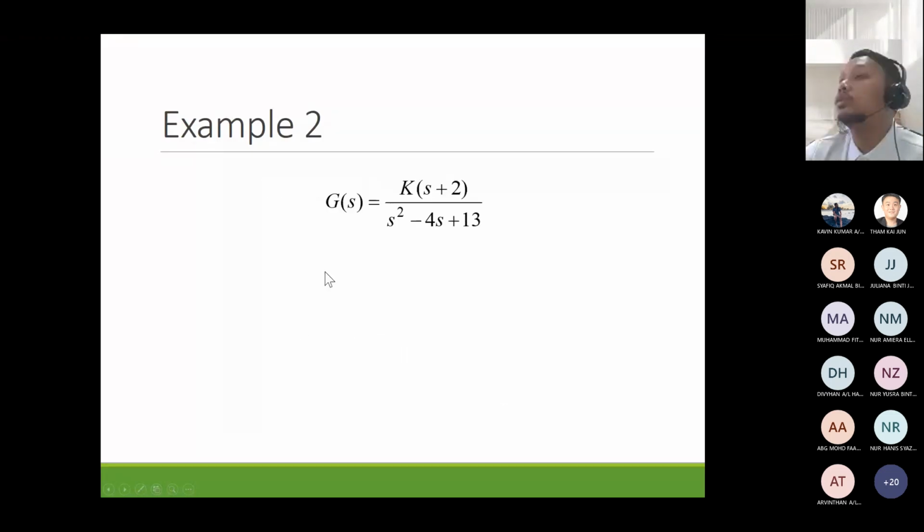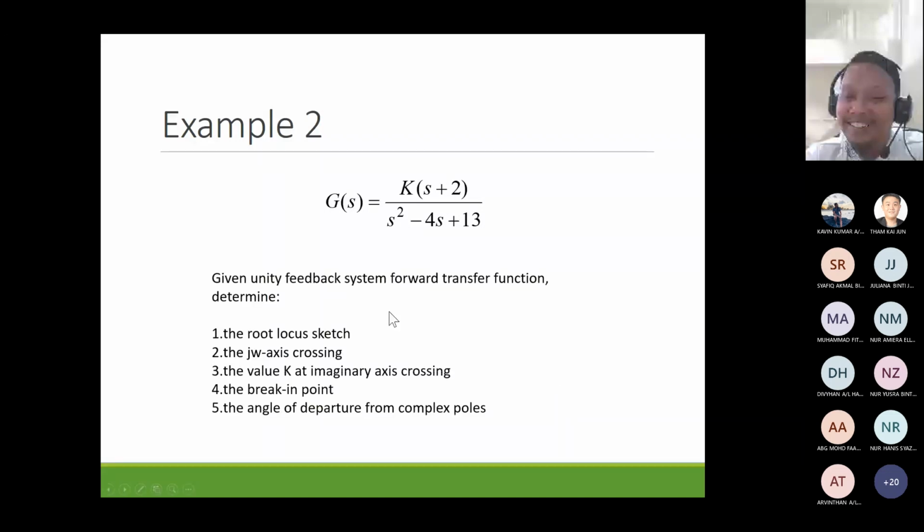Okay, so example number 2. Let's say you are given this forward transfer function, divided by s squared minus 4s plus 13. So given a unity feedback system, forward transfer function. When you have unity feedback, you don't have to determine the closed loop transfer function and then determine the poles. You can determine the poles and zeros directly from G(s).